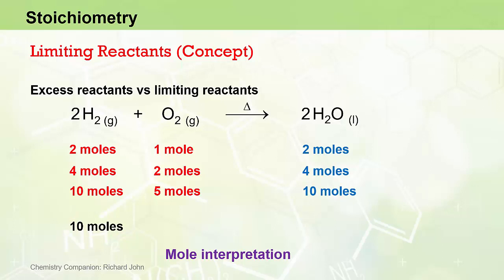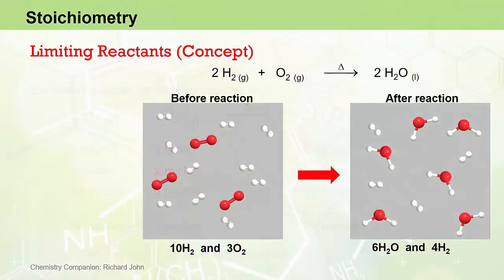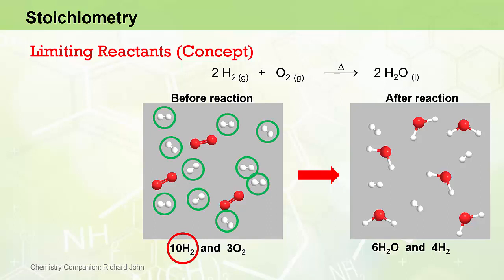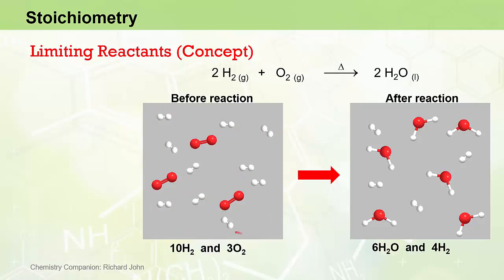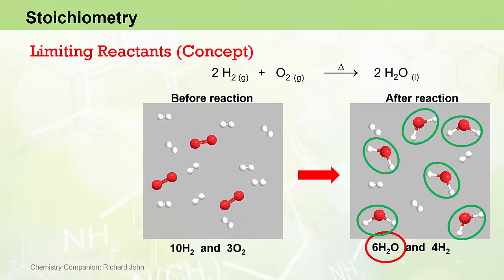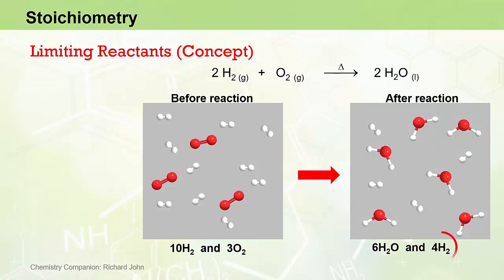What if we started with 10 moles of hydrogen again, but this time we only had 3 moles of oxygen available for reaction? How many moles of water would be produced? We can represent this scenario again here, where we have our 10 moles of hydrogen being represented by these 10 hydrogen molecules, and our 3 moles of oxygen being represented by these 3 molecules of oxygen. And what we find is that there is only enough oxygen to be able to produce 6 moles of water molecules, with an additional 4 moles of hydrogen molecules left over.